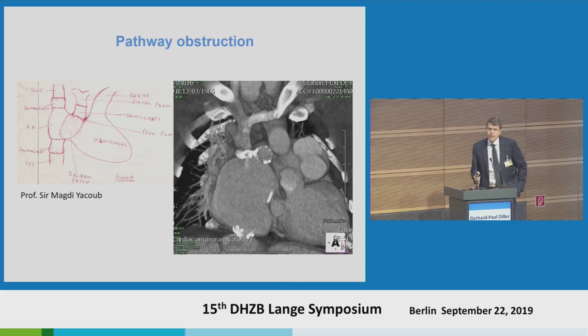Just to illustrate the point, this is a patient that Anselm Uebing treated when he was at the Brompton doing the interventions there. This is a patient with a classical Fontan operated by Professor Sir Magdi Yacoub a couple of decades ago, and this patient had valved conduits in his classical Fontan, and of course over the years these valved conduits degenerated and calcified, and the patient presented with very severe heart failure.